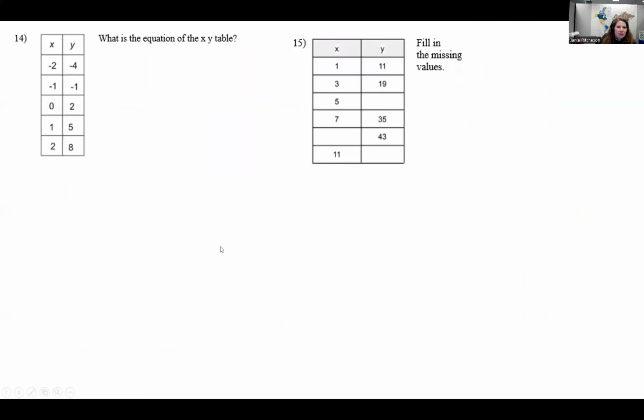Number 14, what is the equation of the XY table? Well, let's find our change in y over change in x. So it looks like we increased by 3, plus 3, plus 3, plus 3. And then these are going up by 1, plus 1, plus 1. So it looks like 3 over 1. So 3 over 1 is 3. So our slope is 3. So we're going to multiply 3 times x. And then it gives us right here our y-intercept, plus 2.